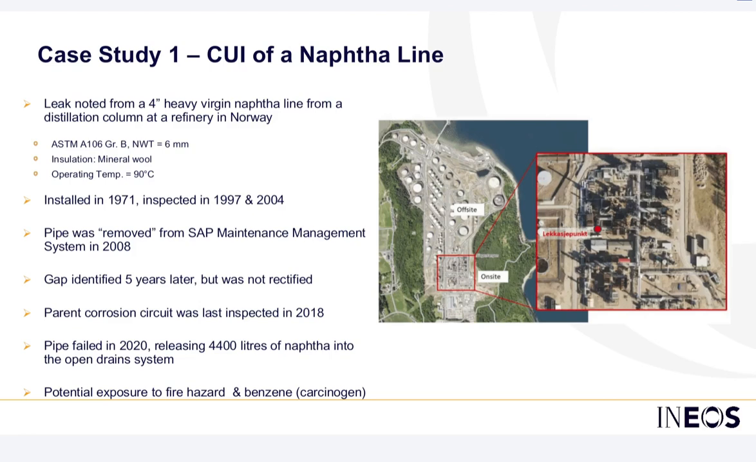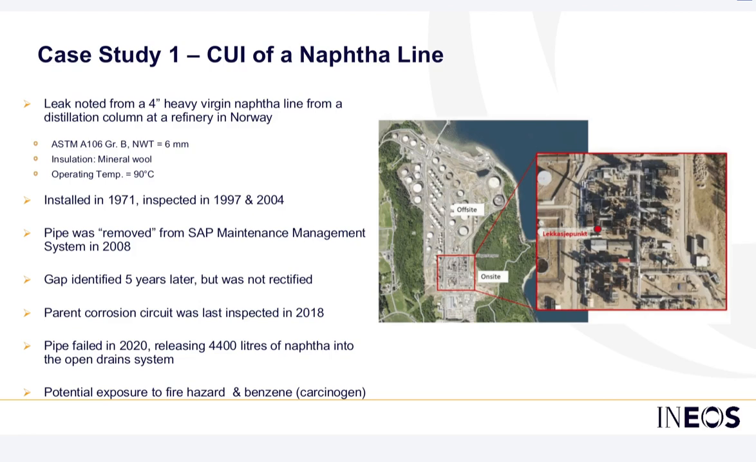So this line existed in SAP, which was used as the maintenance management system, but was removed. And during an audit, about 5 years later, it was found that that line had been removed, but that error was never corrected. Now, that meant that that line never got scheduled for inspection after 2008. And even when the rest of the circuit was inspected in 2018, the line was not looked at.